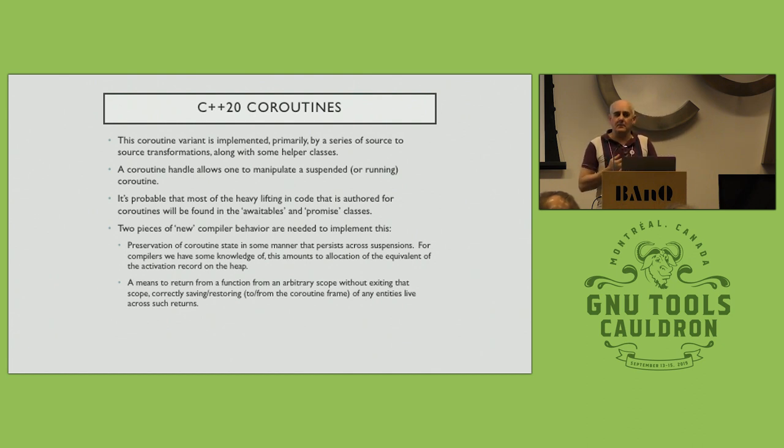Actually, there are only really two pieces of special new compiler goop that are needed to make this work. One is that you need to have some way of containing an activation record that persists across invocations. And in reality, for the compilers that I know about anyway, that really means that you allocate it on the heap rather than the stack. There is an important optimization for some categories of coroutine where you can inline the whole of the code and therefore allocate the frame on the stack. But for most coroutines, you're probably going to end up putting it on the heap.